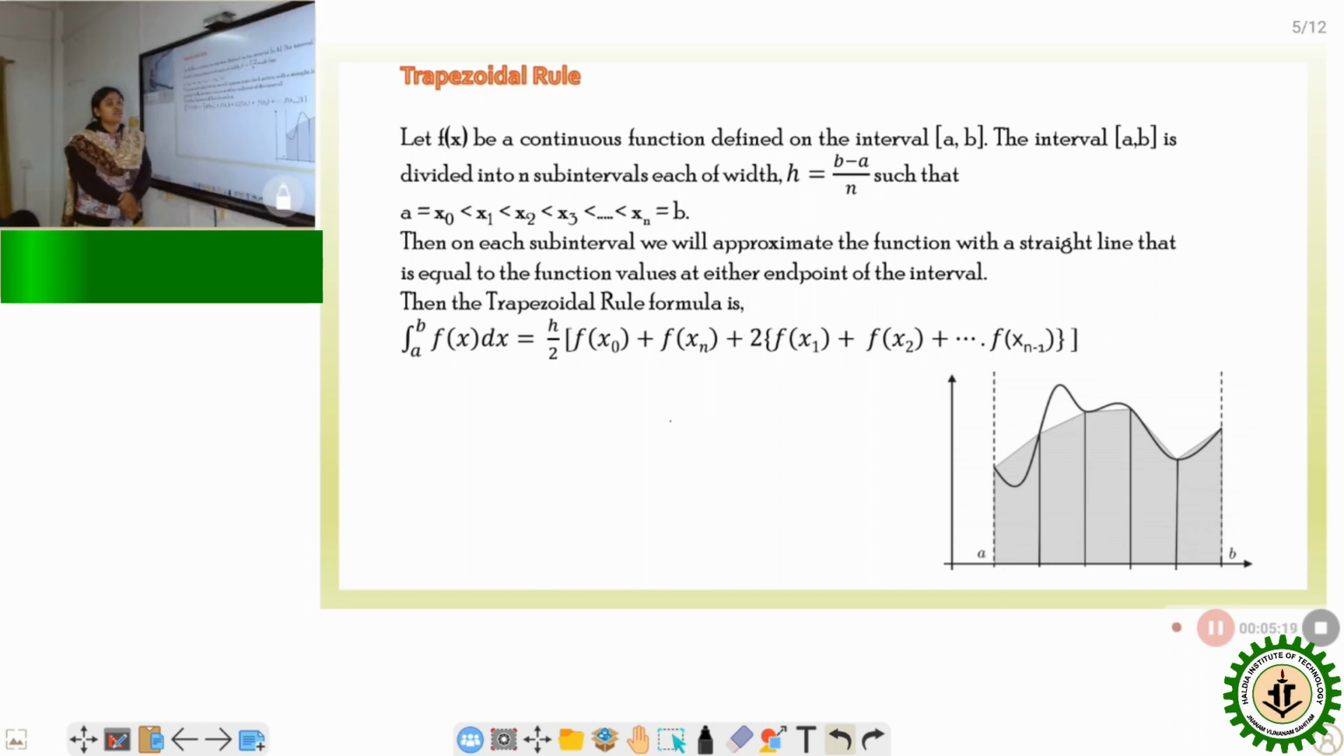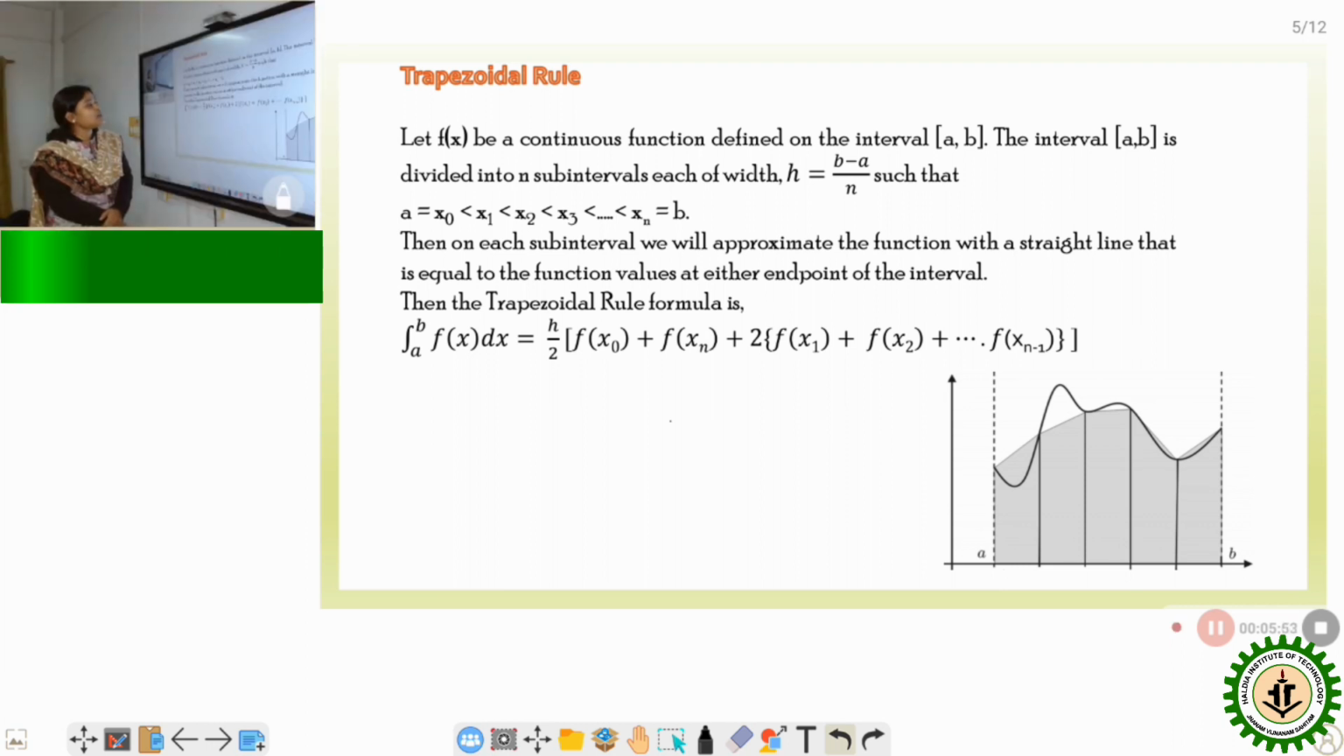Now we come to the trapezoidal rule. This is one method in numerical integration. We have several methods: Simpson's 1/3 rule, Simpson's 3/8 rule, Weddle's rule. Today we will learn the trapezoidal rule: the formula and how it comes, then what the disadvantage of this rule is, and geometrically how we get the area. All this we will learn here in the case of the trapezoidal rule.